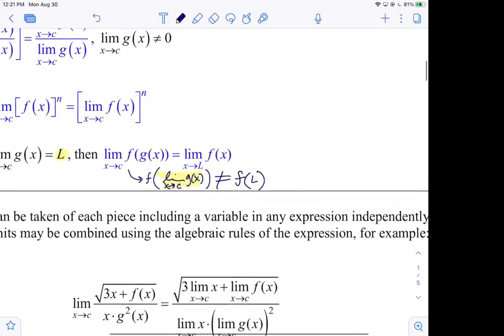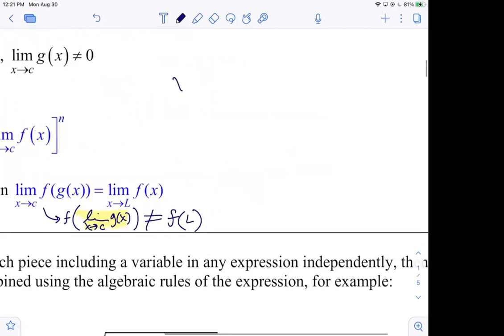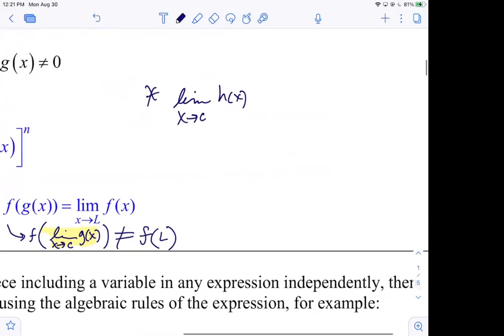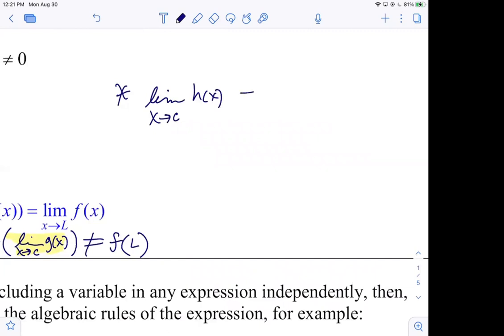All right. The other thing that's going to come up here when we do composition especially is this idea. And just a reminder, the limit as x goes to c of some function, I'm going to use h of x here so you don't think it's any of these, exists if and only if the limit as x goes to c from the left of h of x equals the limit as x goes to c from the right of h of x.